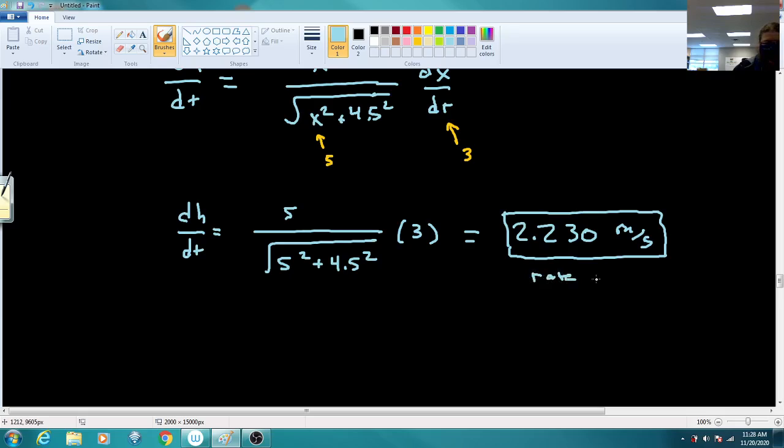This is the rate the hay bale rises when x is 5. So, okay, that'll wrap this section up. So we'll stop.